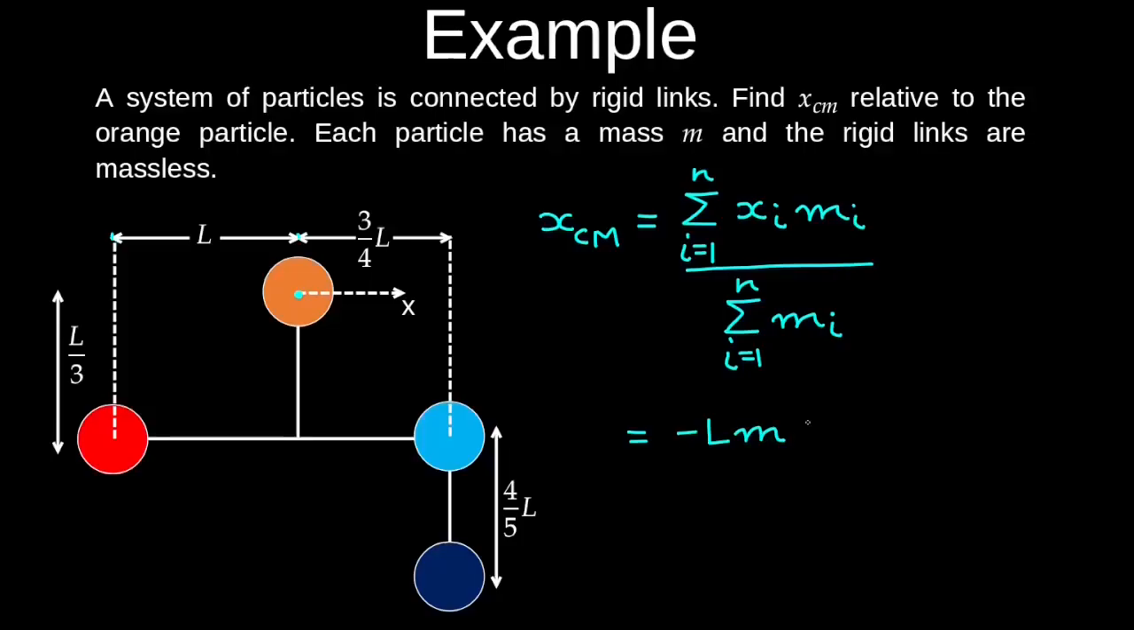So doing the same thing to the other particles, and we multiply this by 2 because we have 2 blue particles. And the distance to the orange particle is obviously 0, so we ignore it. So now in the denominator, we have 4 masses. So the total mass is 4m. And I'll leave it for you to simplify this and post your answer in the comments.